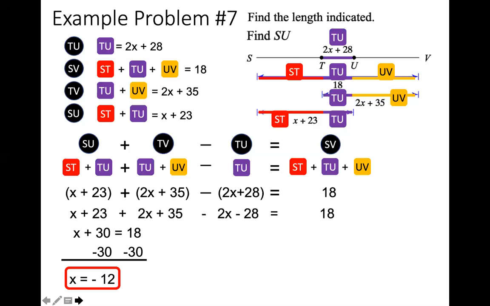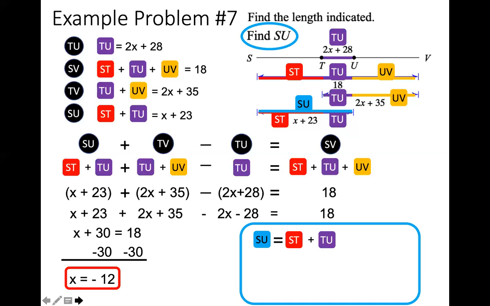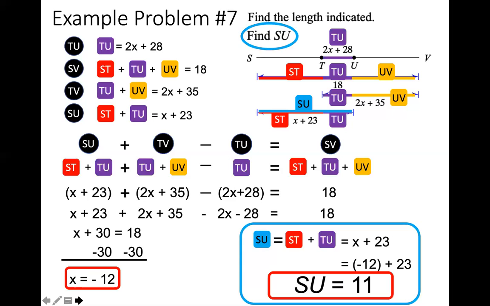But this problem isn't asking what x is, it's asking me to find SU, which is right there. What is SU? SU is this red one plus the purple one. Or for our purposes, what's more relevant is the fact that it's x plus 23. So if I put in the value of x as negative 12 and put them together, I figured out that SU is 11.